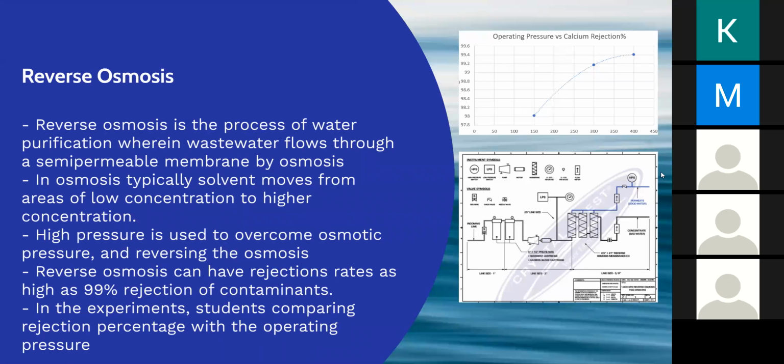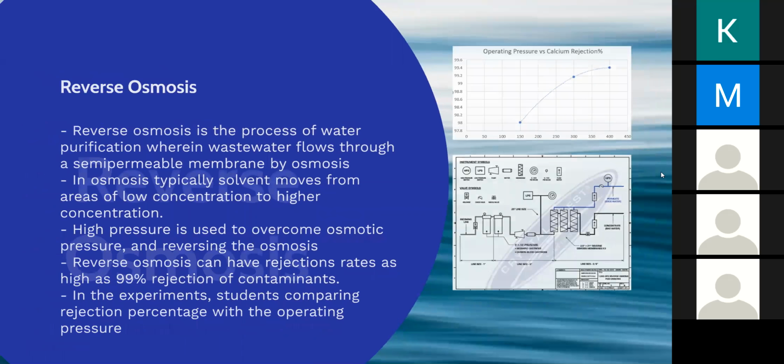In the experiment with the RO we have designed, students will be comparing rejection percentage with the operating pressure. As an example, here we have the operating pressure with the calcium rejection rate, as well as a PFD of the reverse osmosis. Next, we have Nerd talking about the MBR.